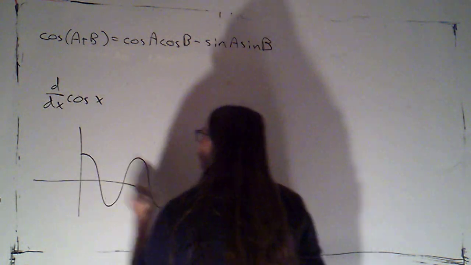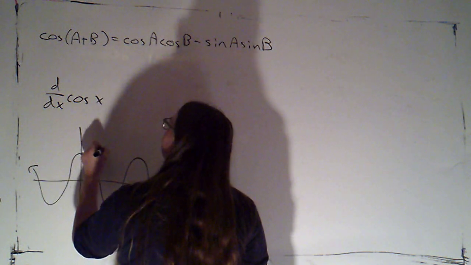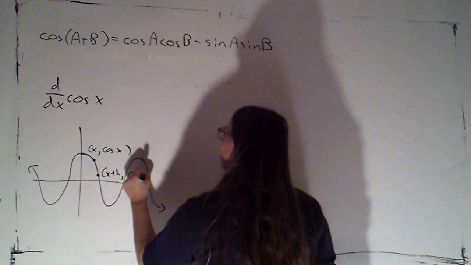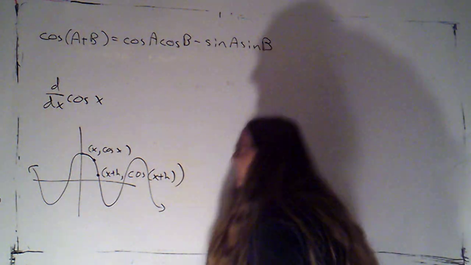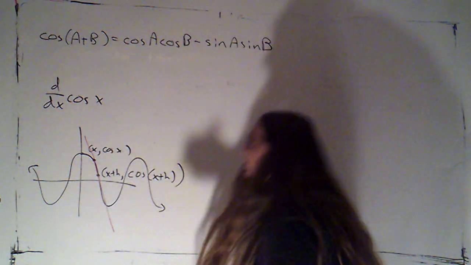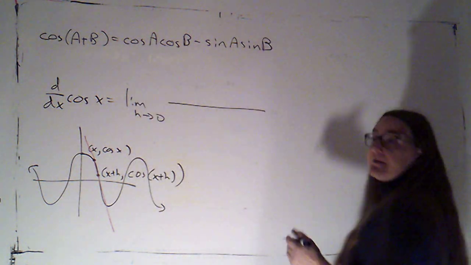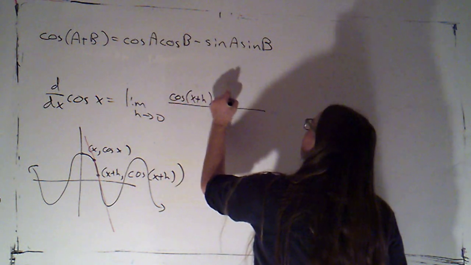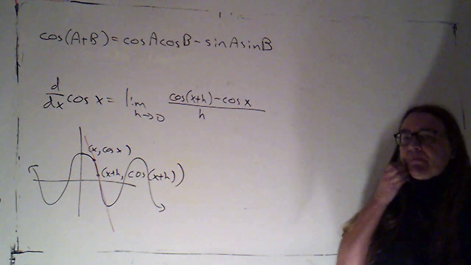All right, so I want the derivative of cosine. So here's my graph of cosine, and we're going to have a point x, cosine x, and then a nearby point x plus h, cosine of the quantity x plus h. And so there's our secant line, and I know that the derivative is just the limit as h goes to 0 of the slope of that secant line. So cosine of x plus h minus cosine of x all over h.